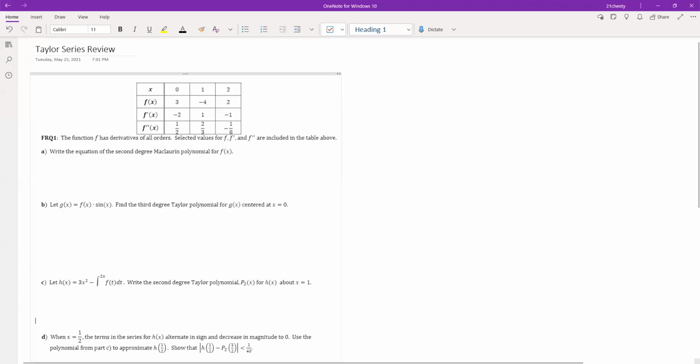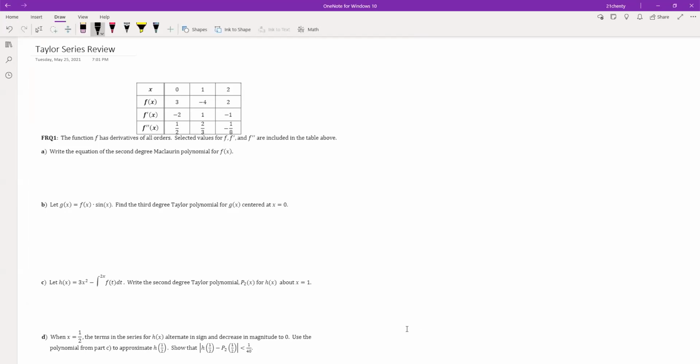So today I'm going to be doing the Taylor series review for the AP test. We'll start off with this first sample FRQ question. We're given a table with a function f and its derivatives at different values of x. And so we're supposed to write the equation of the second degree Maclaurin polynomial, which, as we know, a Maclaurin polynomial is just a Taylor polynomial, but centered at x equals 0.